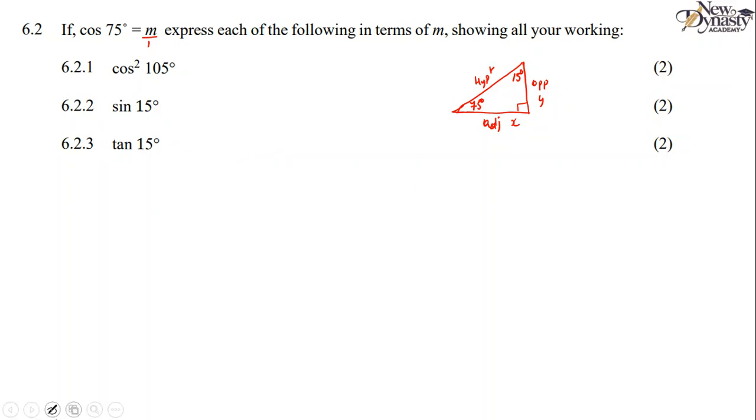Again here, I'm going to change the pen so that we don't confuse what I'm doing together with this one. So cos is the adjacent over the hypotenuse. So our ratio is m over 1. So m is going to be the adjacent, so that is going to be m here, and our hypotenuse is going to be 1.